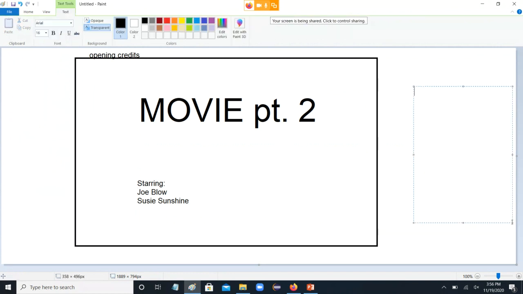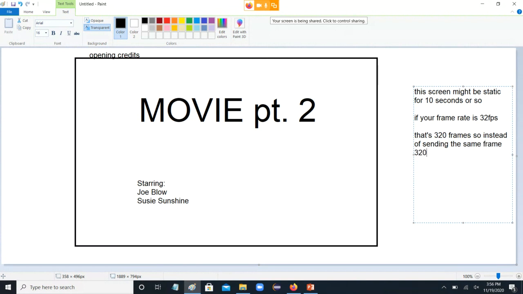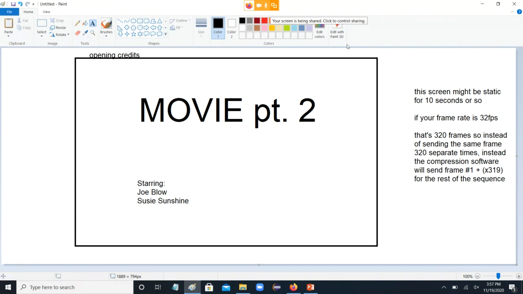Okay, and this bit of screen is going to sit here. The screen might be static for 10 seconds or so. Well, if your frame rate is 32 per second, 32 FPS, then that's 320 frames. So instead of sending the same frame 320 separate times, the compression software will send frame number one, plus a times 319 for the rest of the sequence. It'll basically say, okay, here's frame number one, and for the next 319 frames, just repeat this scene.